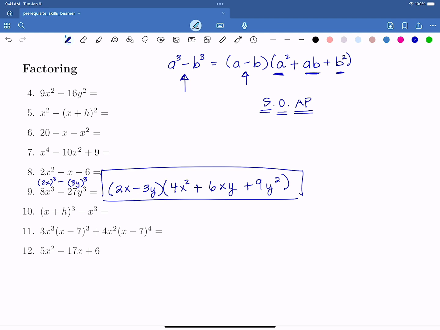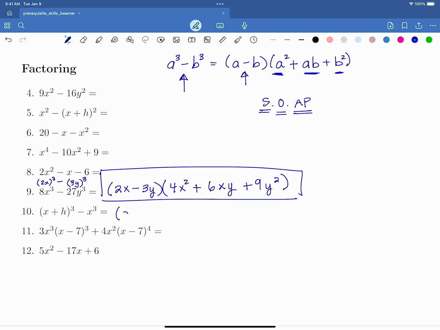Next one is also the difference of cubes. We will follow the same pattern. We need our first root, x plus h, same sign, so it'll be plus, the next root, which is x. Let me write down the roots so I don't get confused. x plus h is the first cube root, and then just x is the next cube root.